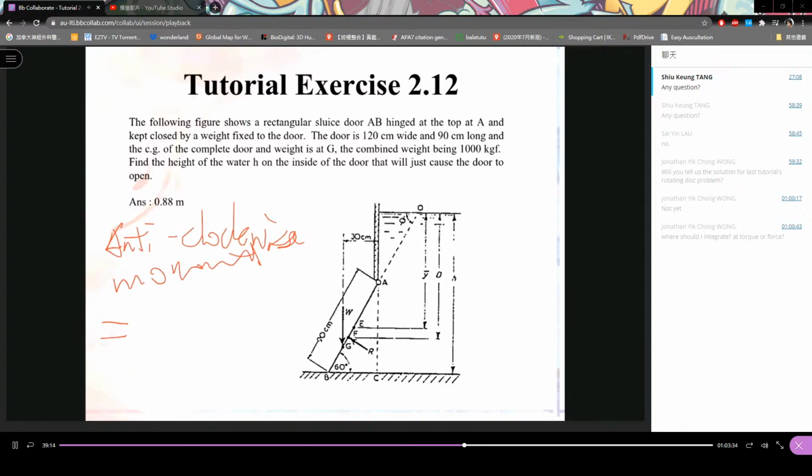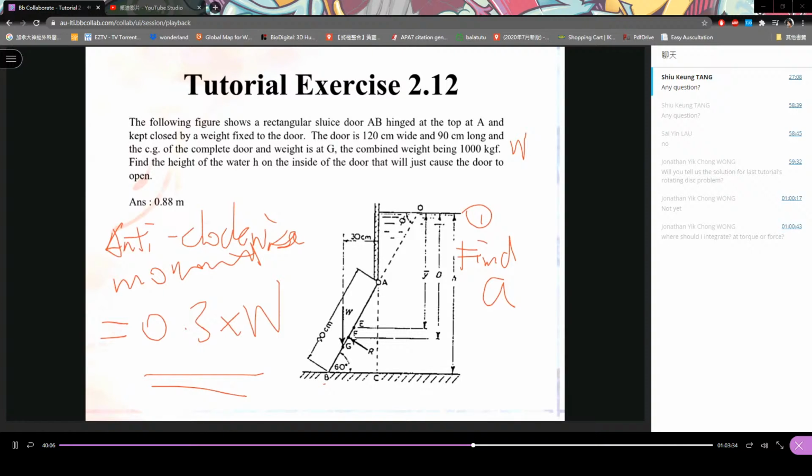This equals the anti-clockwise moment, which is given. The anti-clockwise moment is due to the weight of the door, acting at point G. The weight is W, and the perpendicular distance of the weight from point A is 30 cm. So this is the moment, and W is given here. What you have to do next, which I'm not going to show you here because of time limits, is to find A for the case where the anti-clockwise moment equals the clockwise moment.